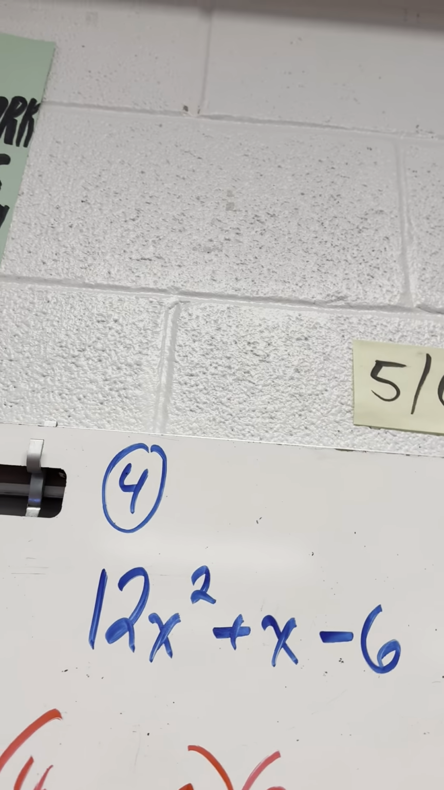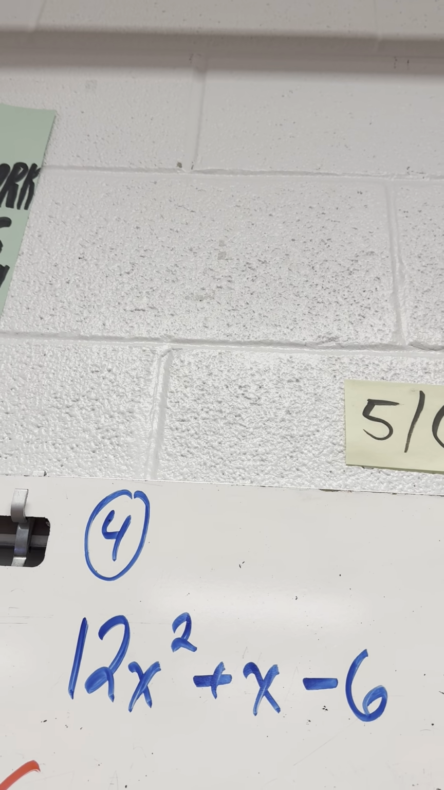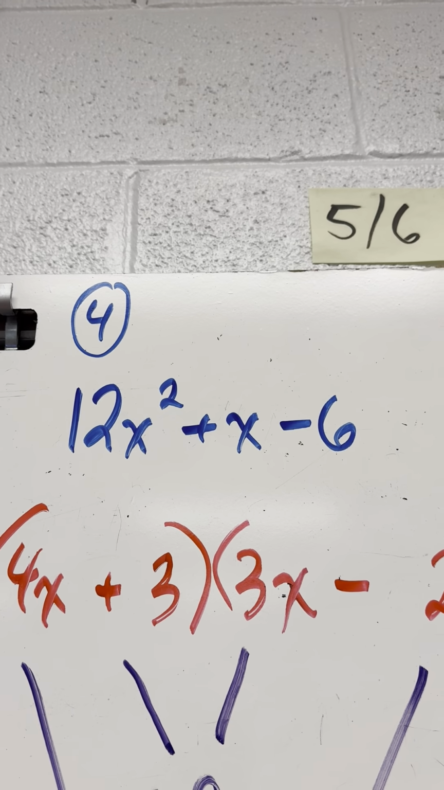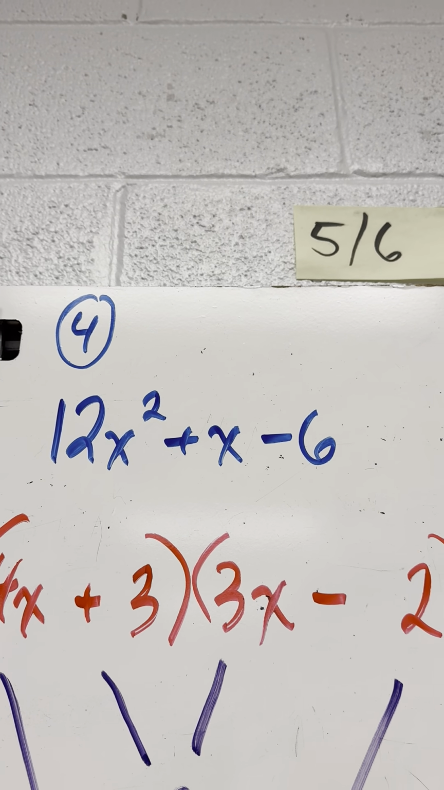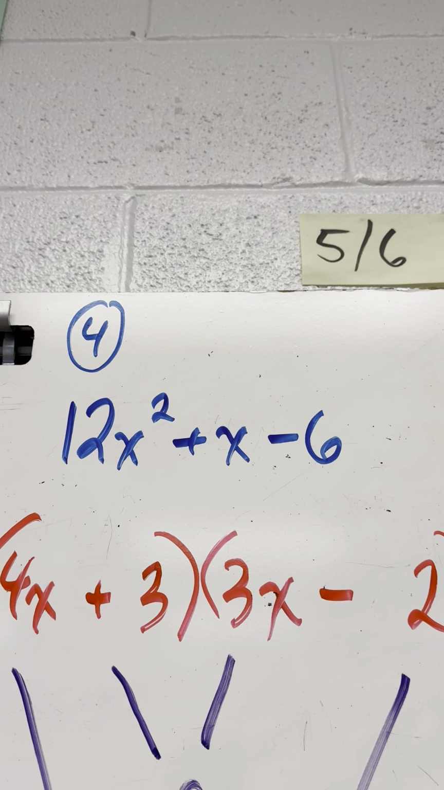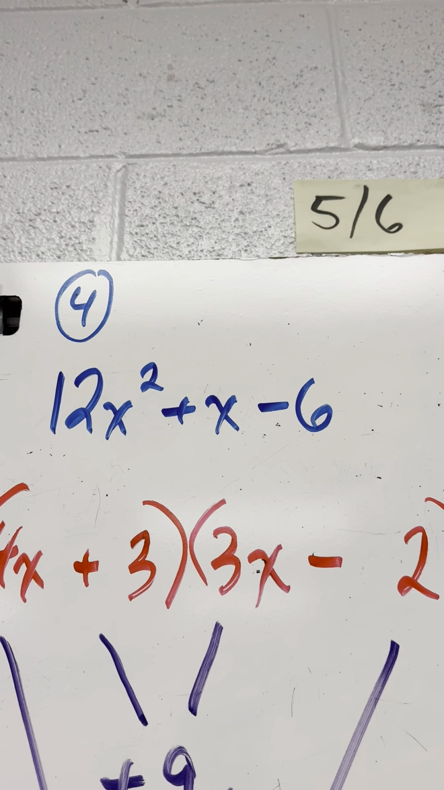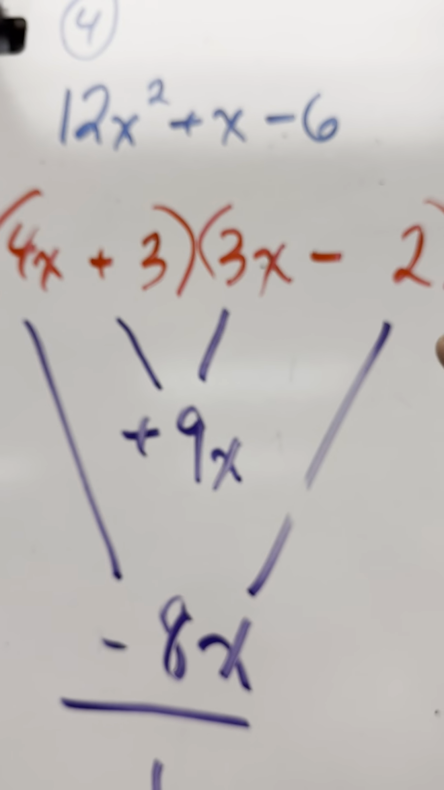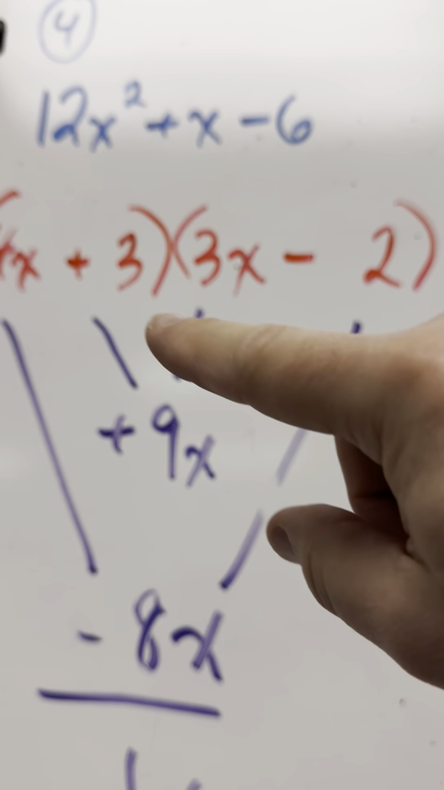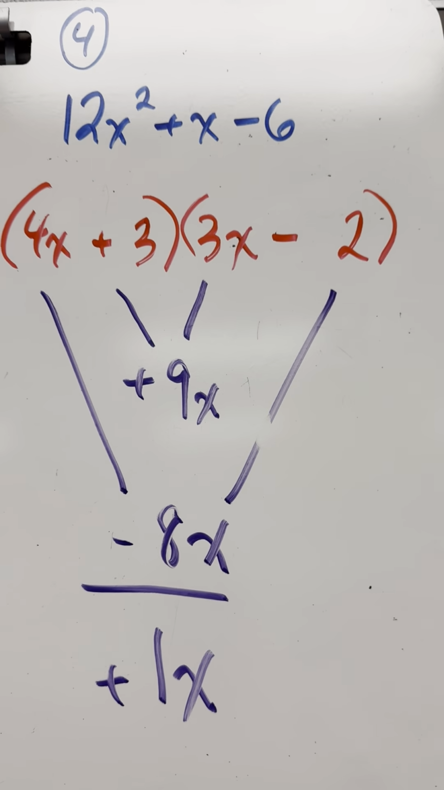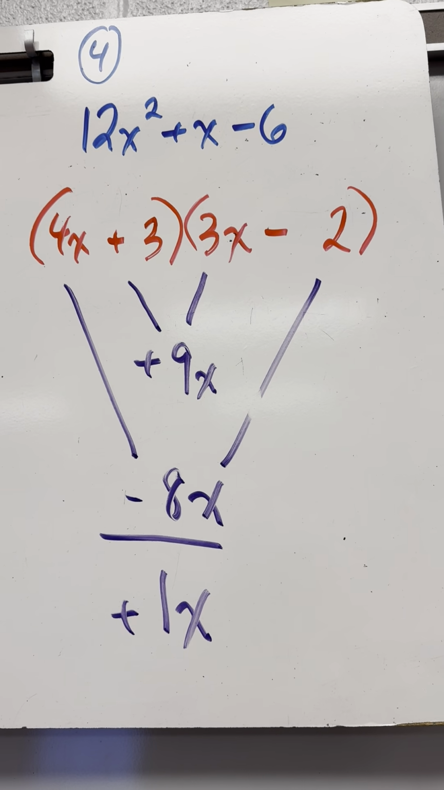Over here, 12x squared plus 1x minus 6. I'm going to try 4 and 3 first to make 12. And I'm going to try 3 times 2 for 6. All right. Now, if I put in 3 and 2, you'll see that I get it. 4 times -2 is -8. 3 times 3 is +9. And +9 minus 8 is +1. Ding, ding, ding!